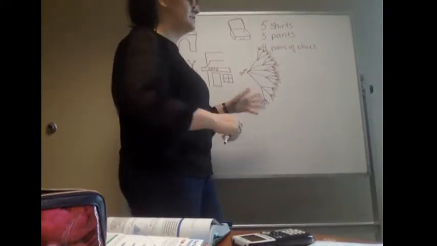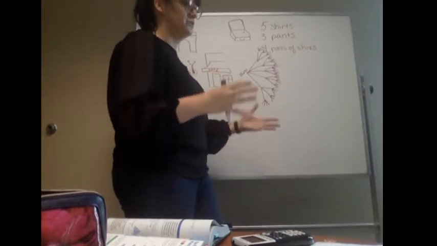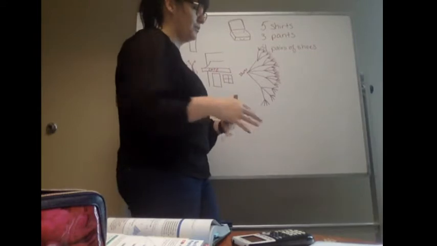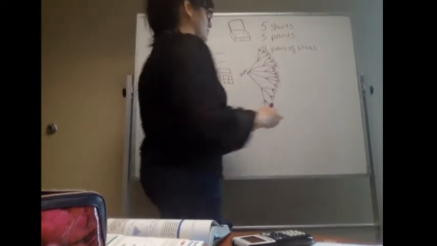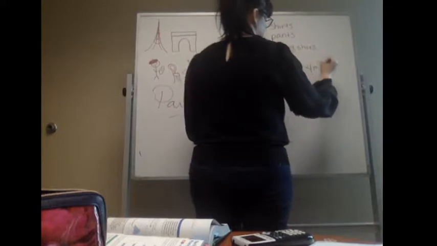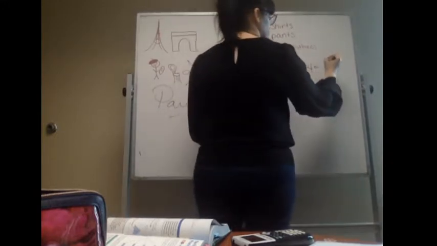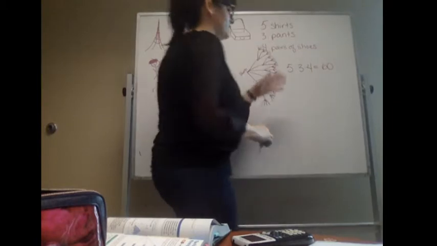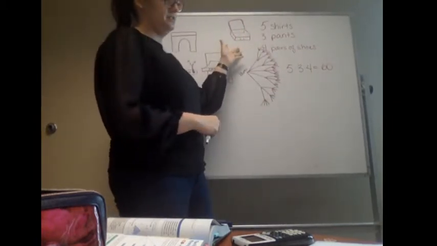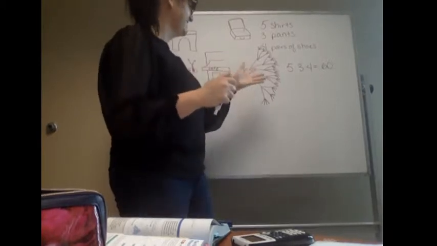So, if we wanted to know how many outfits total we could make, we could count up each one of these branches. But as you already said, it's much faster if we just multiply them together. So that becomes 15 times 4, which is 60. So you can have 60 different outfits out of your suitcase. That's pretty good. Does this make sense?